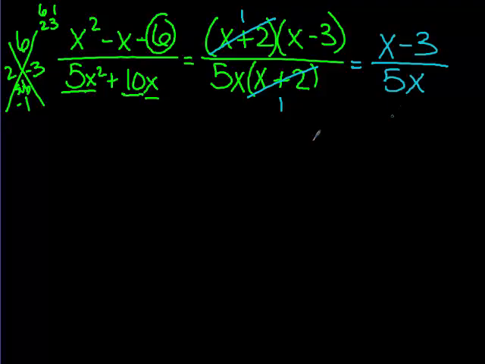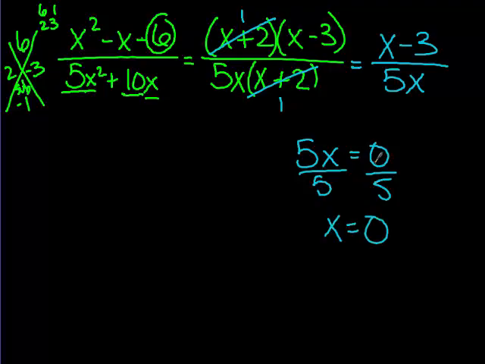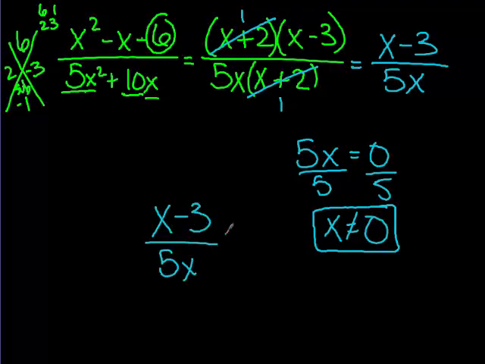Again, my last step, take my denominator, set it equal to 0. And so when we divide by 5, x is equal to 0. 0 divided by 5 is still 0. And so x cannot equal 0. So our final answer is x minus 3 divided by 5x, and x cannot equal 0.